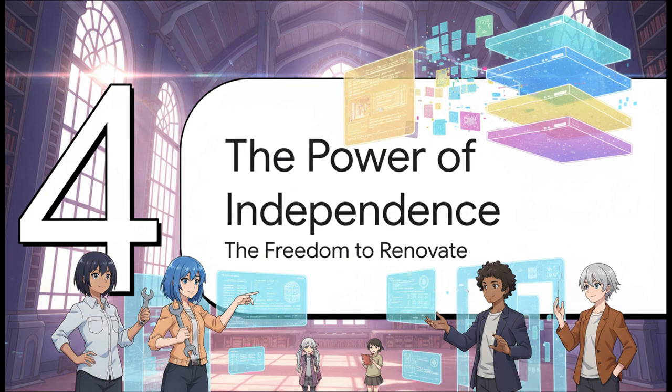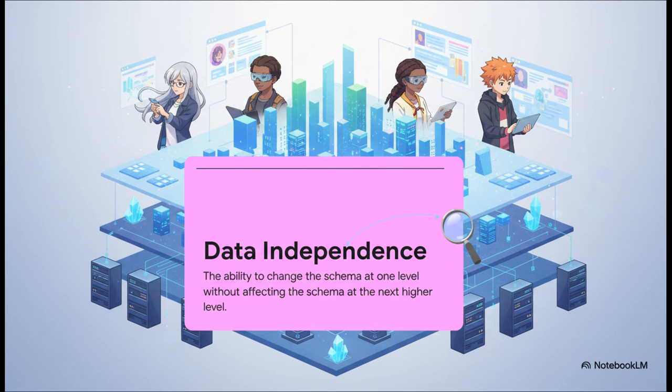So you might be thinking, okay, why? Why go through all this hassle of separating everything into 3 different layers? What's the big payoff here? Well, it all comes down to one incredibly powerful idea: independence. Or, keeping with our analogy, let's call it the freedom to renovate. Okay, so here's the book definition. Data independence is the ability to change the schema at one level without messing up the schema at the level above it. And let me tell you, this is basically the holy grail of good database design.